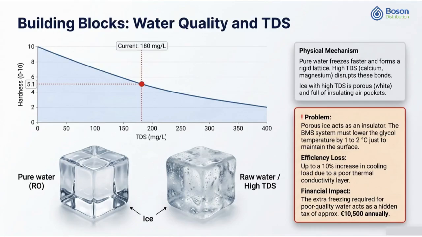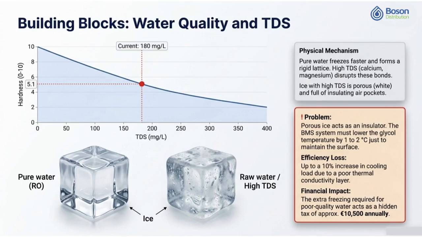It is clear from the chart that the lower the TDS, or total dissolved solids, the harder the ice. Pure water freezes faster and forms a rigid lattice. High TDS, such as calcium and magnesium, disrupts these bonds, resulting in porous, white ice full of insulating air pockets. This porous ice acts as an insulator.